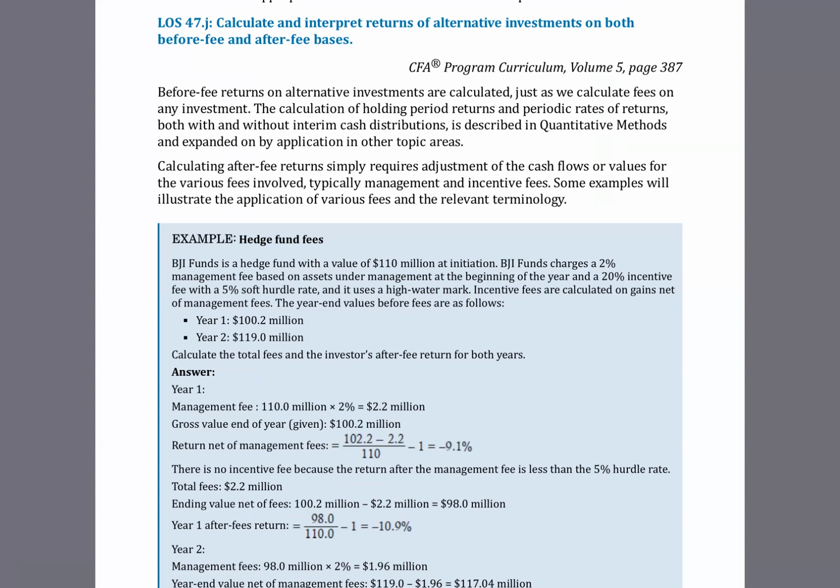BJI is a hedge fund with a value of 110 million at initiation. It charges a 2% management fee based on assets under management at the beginning of the year. So you underline at the beginning of the year. Are you with me? And a 20% fee with a 5% soft hurdle rate, and it uses a high watermark. Incentive fees are calculated on gains, net of management fees. The year-end values are given as follows. Do you understand the question?